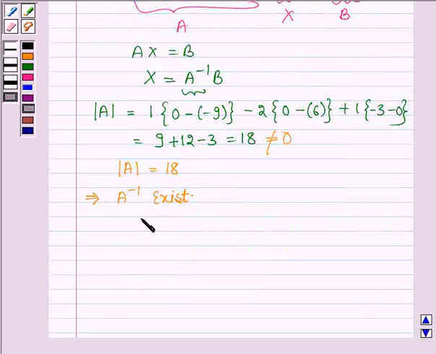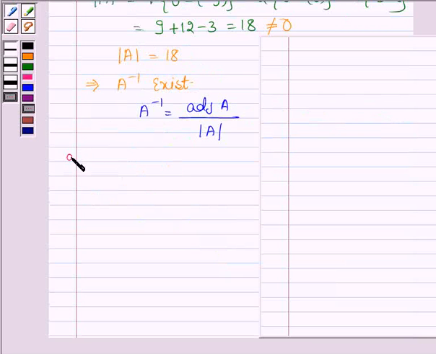Hence A inverse is given by adjoint of A divided by determinant of A. Now let us find adjoint of A. Now A is a matrix having elements 1, 2, 1, 1, 0, 3 and 2, minus 3, 0.